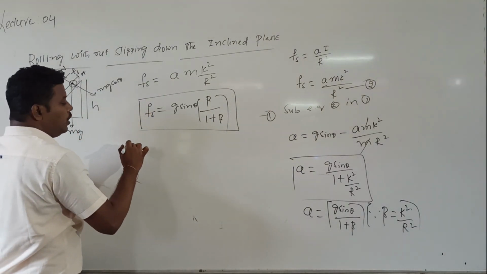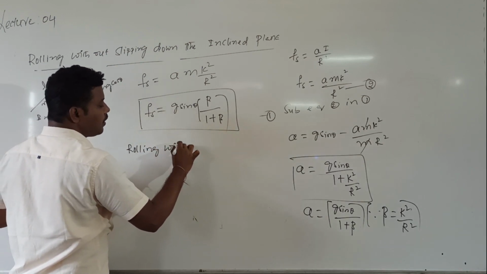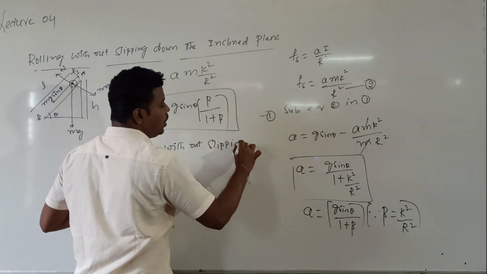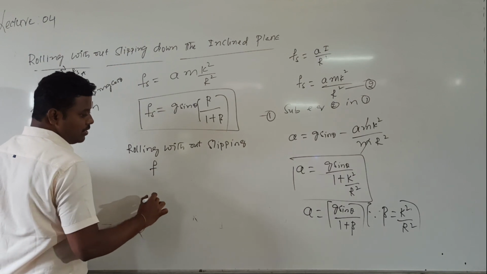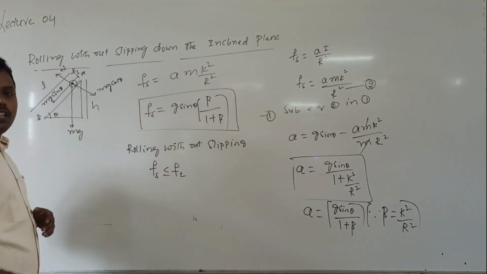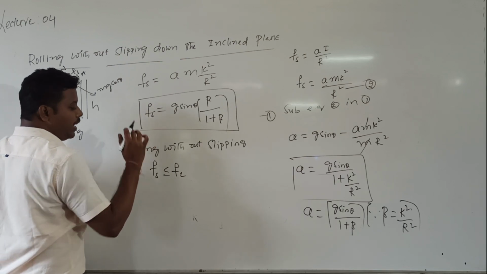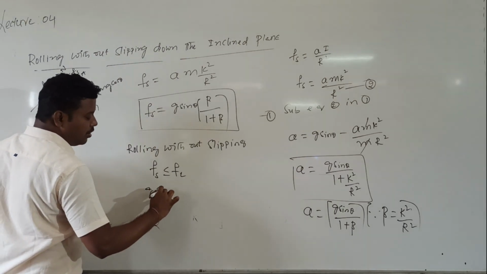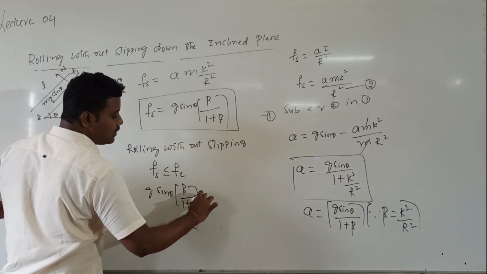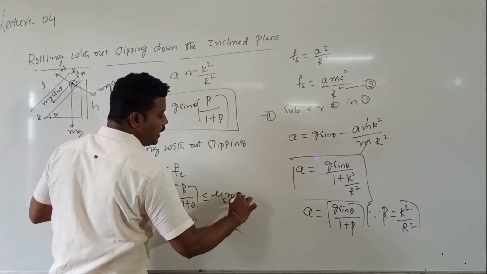For the body to roll down without slipping, the condition is that the frictional force, which is static friction, should be less than or equal to the limiting friction. First I will call it Fs. So Fs is g sin theta into beta divided by 1 plus beta, which is less than or equal to Fl, which is equal to mu s into N. N is equal to mg cos theta.